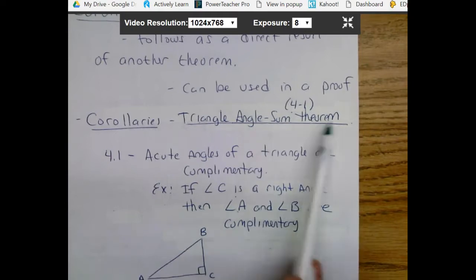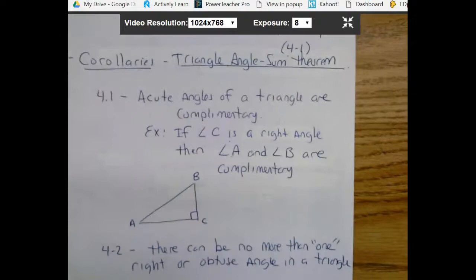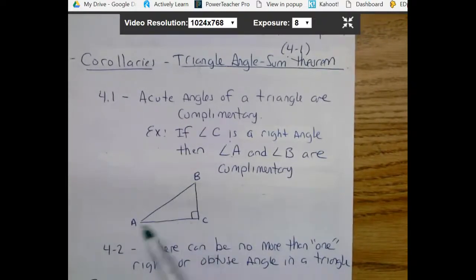Really, this triangle sum theorem just says the three angles of a triangle are equal to 180 degrees. Because that's true, we can also come up with the idea that acute angles of a triangle are complementary. Okay, and that means they're equal to 90 degrees. So if you have this triangle right here, and we say the measure of angle C is a right angle, then A and B are complementary. They're also equal to 90 degrees.